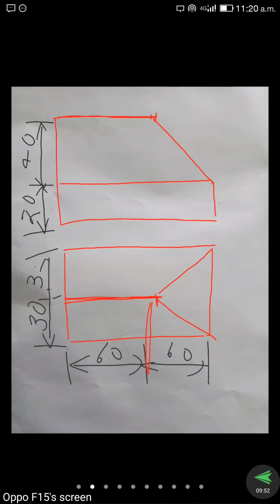From here to here 60 mm distance. From the 30 mm midpoint to from here to here also 60 mm distance.